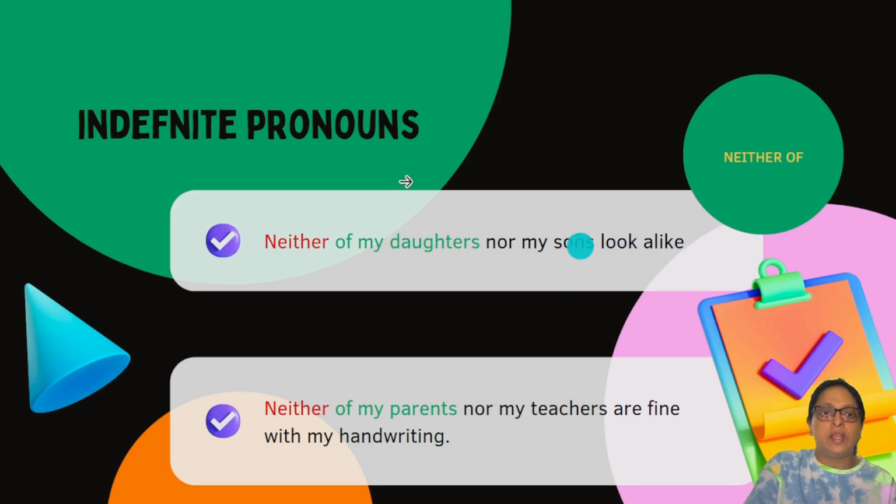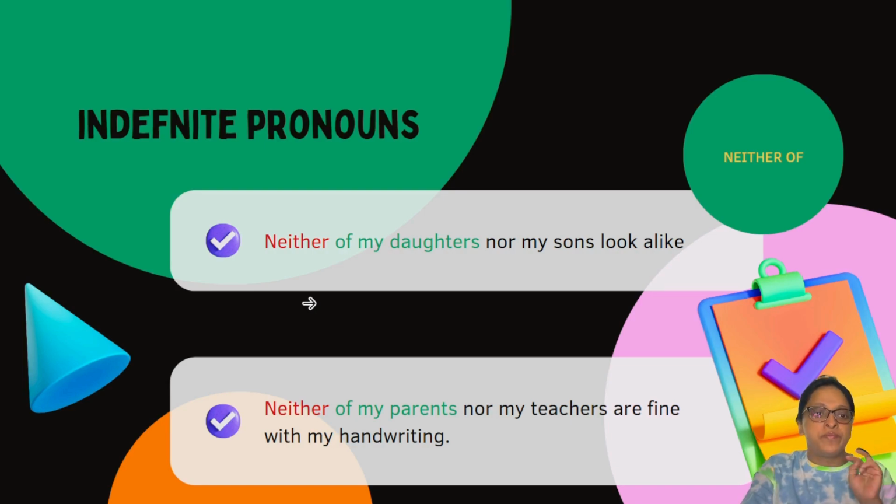So naturally, because this is plural, the verb will be plural, because we understood in the earlier sections also that if there is a plural subject near the verb, then the verb has to be plural. Okay, let's take another example: "Neither of my parents nor my teachers." Again, the same kind of sentence where I'm talking about my parents. Parents means a pair, father and mother. I'm talking about my father and my mother, both, in a negative sense, that they are not there or they are not fine with something.